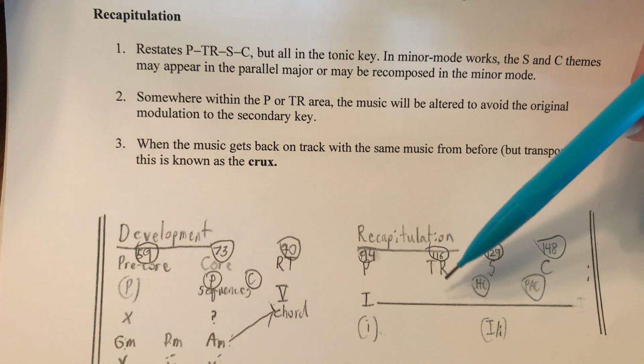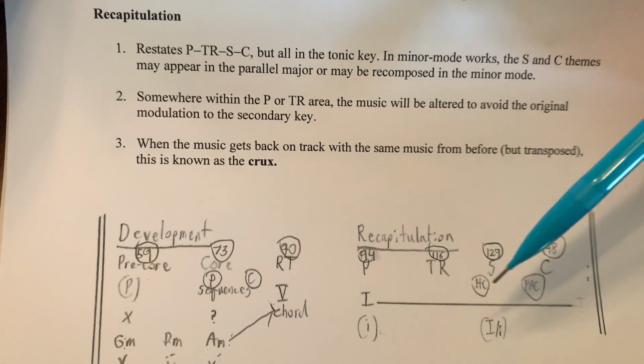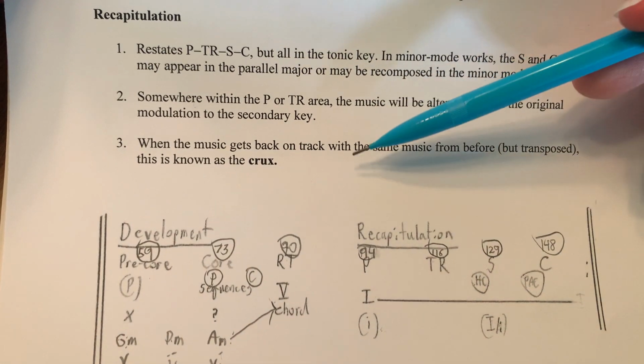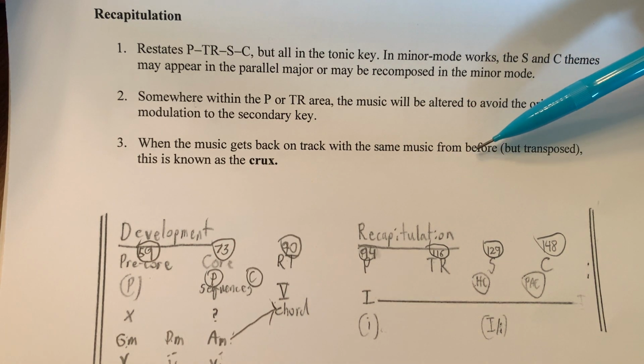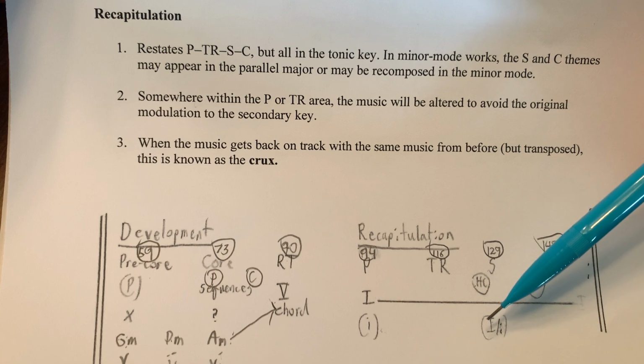All right, the music's going to get off track from what happened in the exposition to avoid the modulation. Then, usually somewhere a little bit before S happens, it's going to lock back on to the same music from before. But now it will be transposed to avoid this modulation.